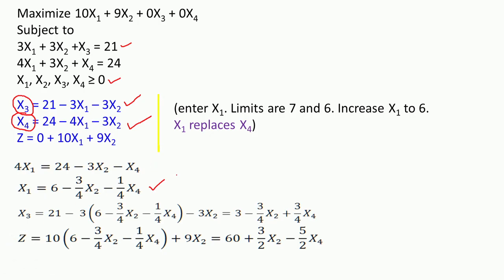the first solution, we have now moved to another solution that we have written here. Now, this second solution has x1 equal to 6 and x3 equal to 3, and the objective function value is equal to 60. 10 into 6 is 60. So, we have moved to another solution right now.